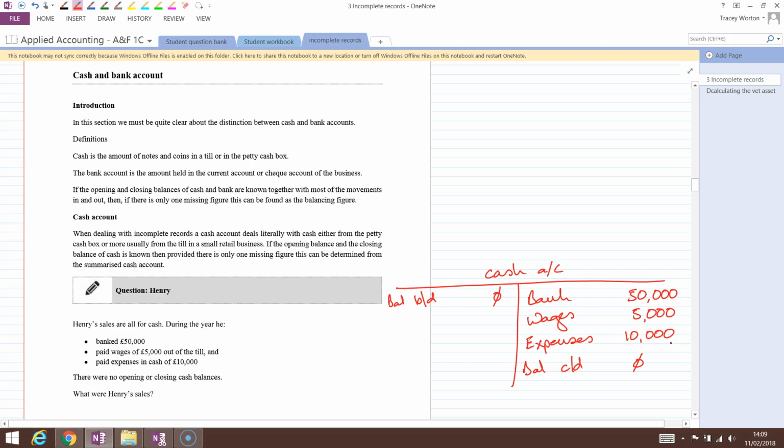So now if we were to balance up the account, we find that the total of the credit entries are 65,000. So the total of the debit entries must also be 65,000. This is not a normal balance to carry down, it's where the income has come from or the cash has come from. And so the assumption is in this case it must have come from cash sales, as Henry's sales are all for cash and there's nothing else in the question to suggest where this cash could have come from.